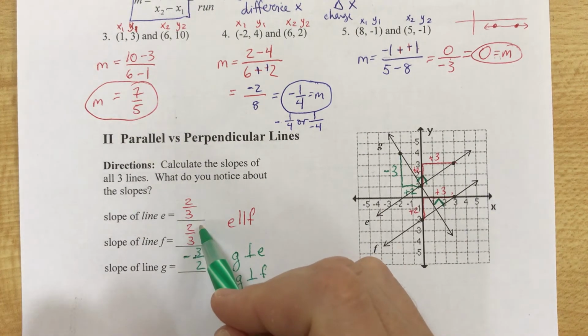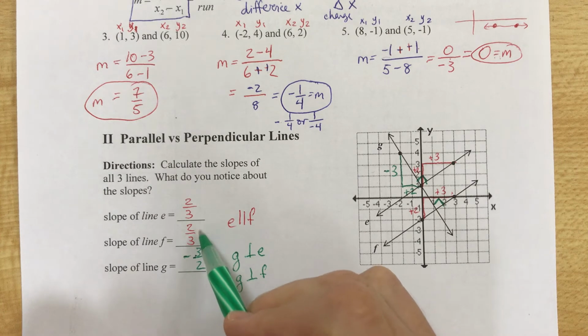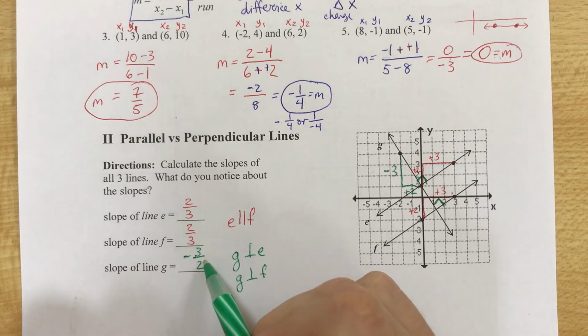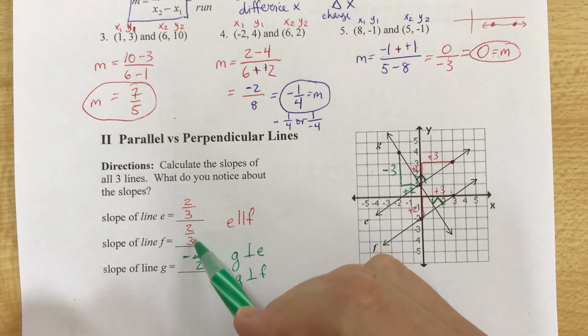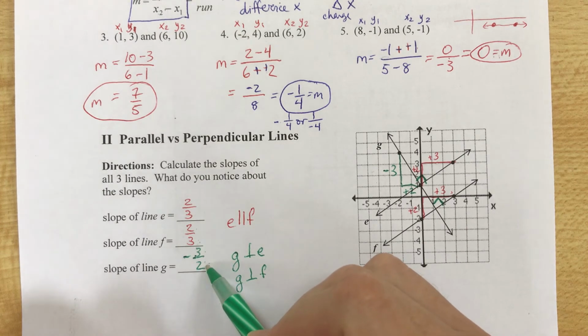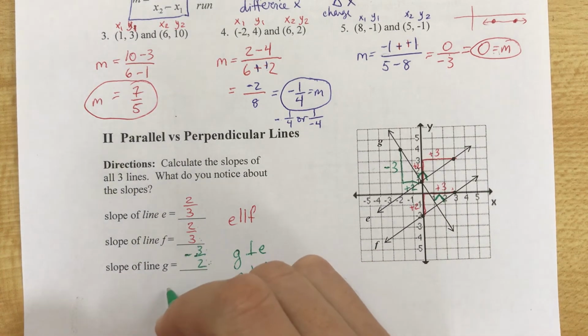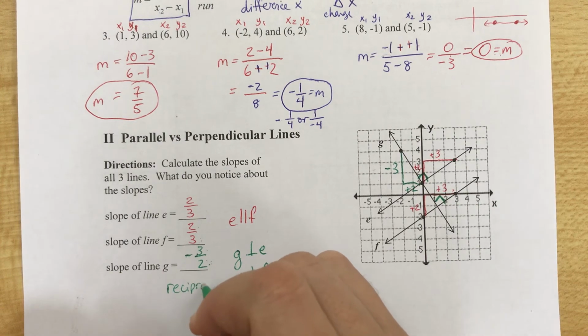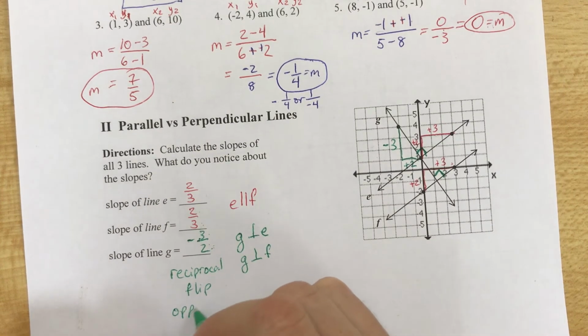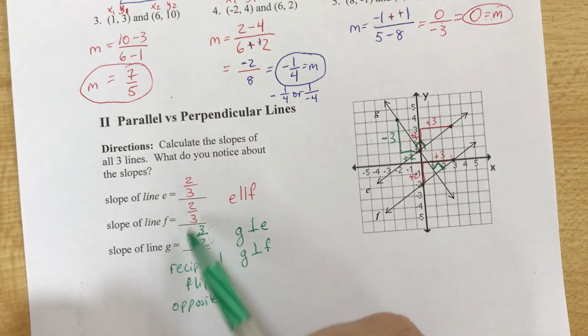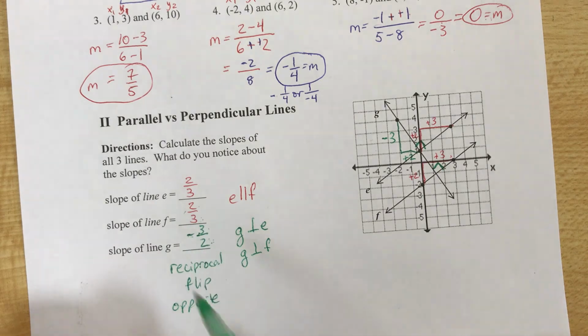Notice the difference in the slopes. Parallel lines, same slope. Perpendicular lines, this is what we call opposite reciprocals. Reciprocal is where you take the fraction and you flip it. So 2/3 becomes 3/2, and we take the opposite of that. So reciprocal is where you flip the fraction, and the opposite is where, if it's a positive slope, it becomes negative, and if it was negative, it becomes positive.